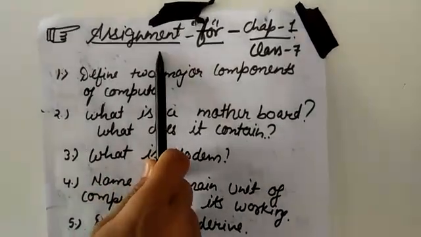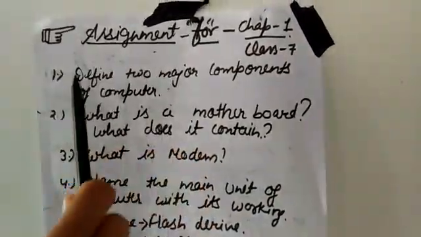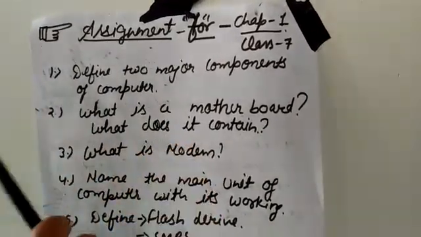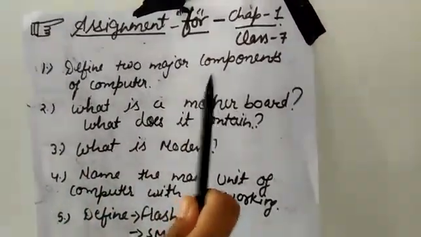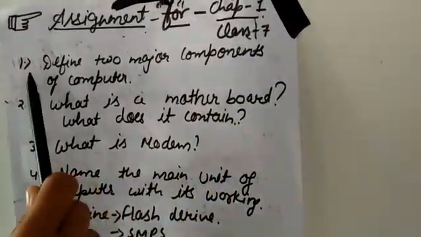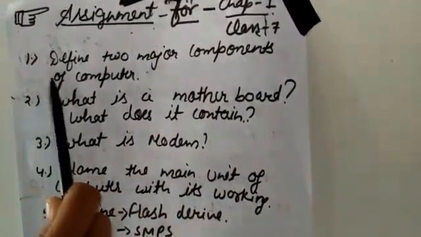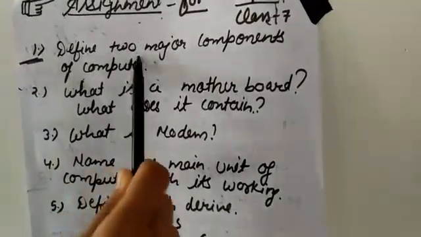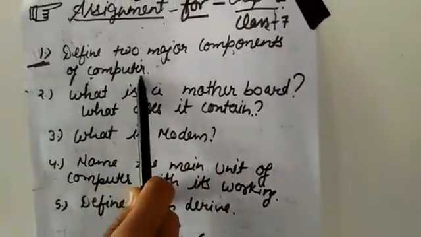So class, this is the assignment for you. I have told you about the external hardware and hardware components and everything. So this is your assignment number 1 regarding chapter number 1, that you have to do in your 6th class copy only. Number 1 is define 2 major components of computer.